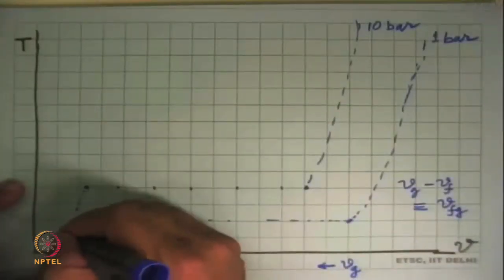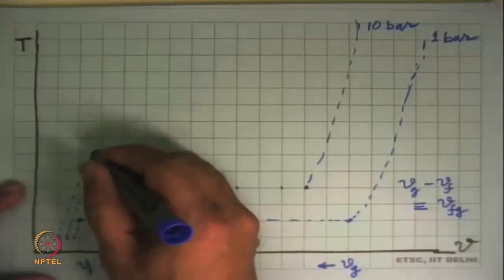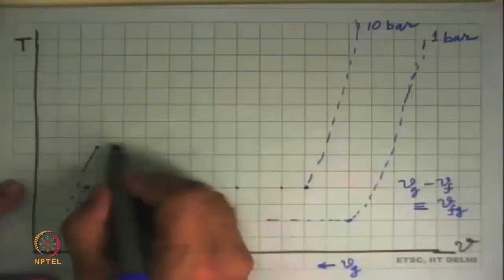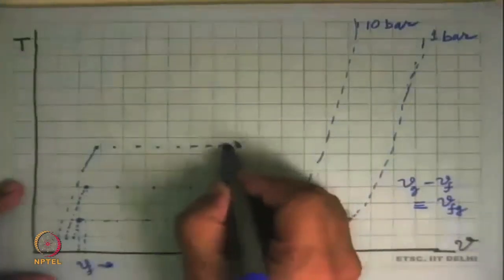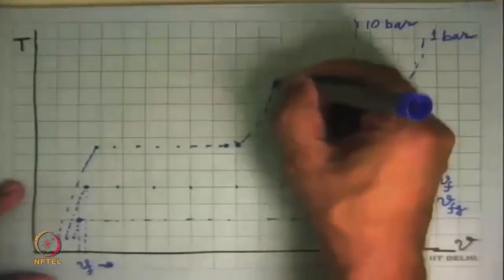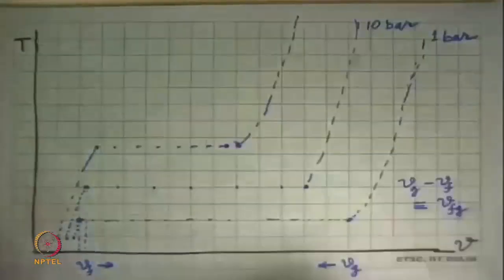Now what happens if we increase the pressure further? Go to 100 bar. It comes over there. Then you have a series of states that come somewhere there, and then you have the same behavior there.